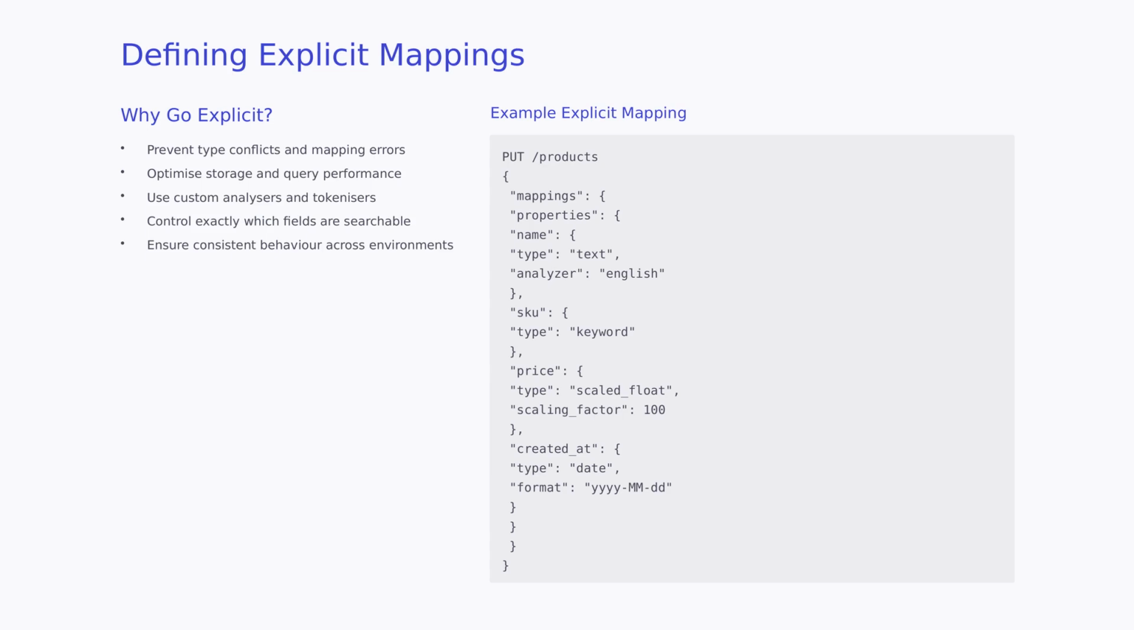In the world of data mapping, explicit mappings play a crucial role. Why opt for explicit mappings? They offer a shield against type conflicts and mapping errors, boosting both storage efficiency and query speed. By customizing analyzers and tokenizers, you can fine-tune search results. Plus, with explicit mappings, you're in charge of which fields are searchable, ensuring uniform functionality across different setups. Consider this example of an explicit mapping for products. By specifying the type and properties of each field like name, SKU, price, and creation date, you define how the data is indexed and queried. In essence, explicit mappings provide a structured approach to data management, enhancing precision and performance.